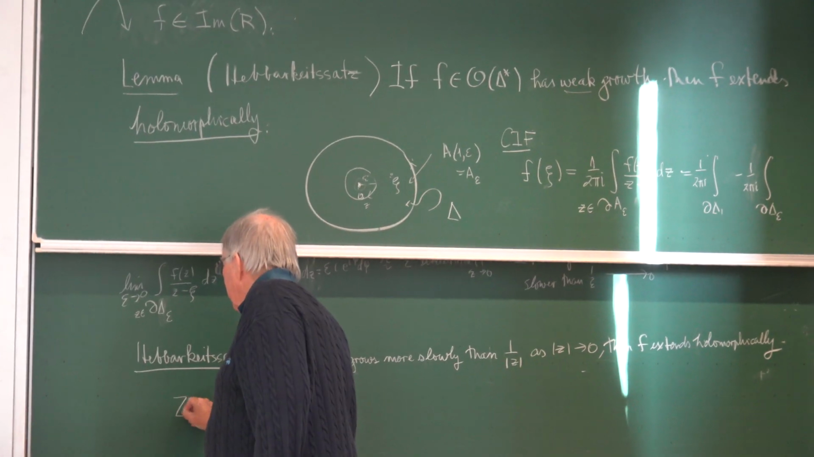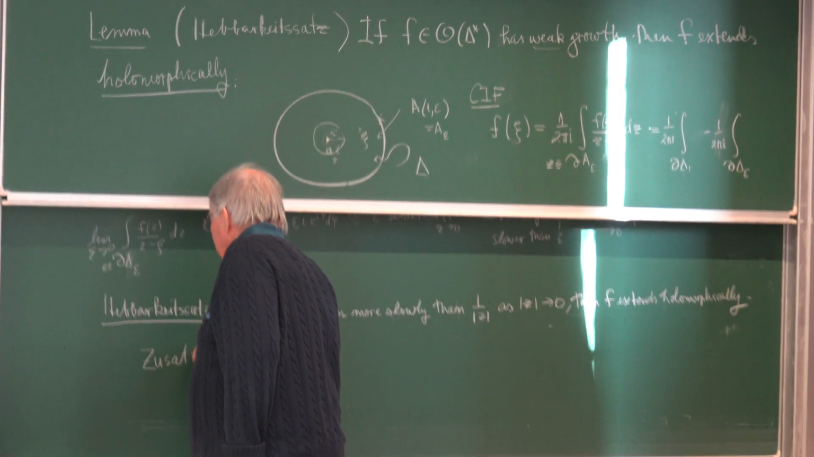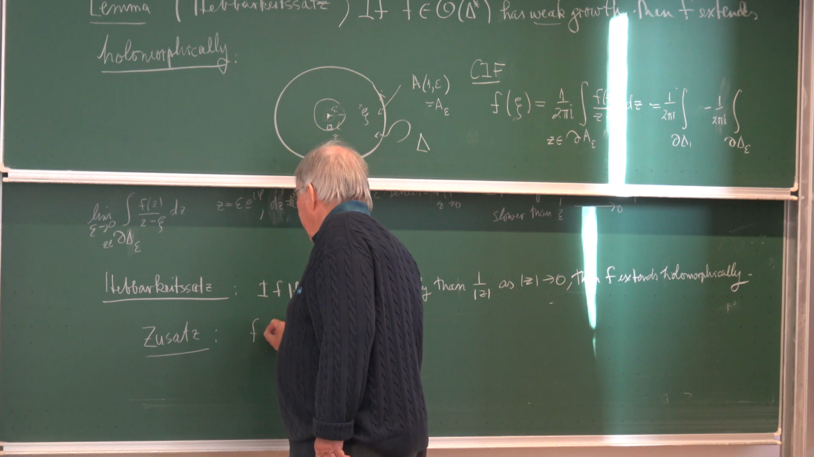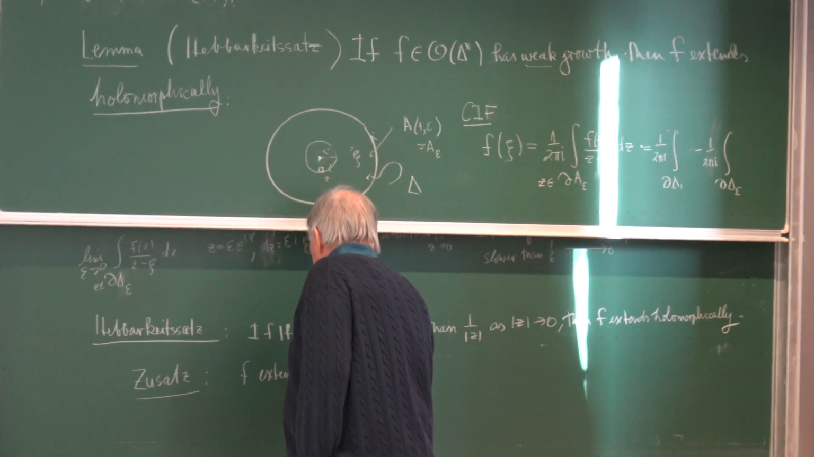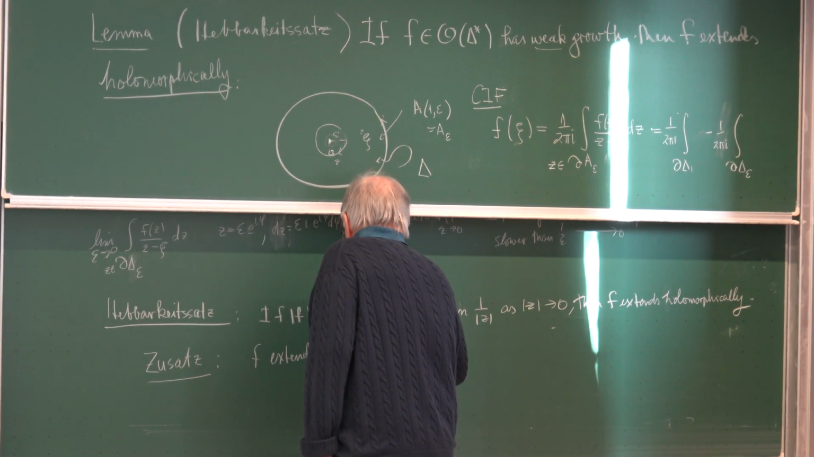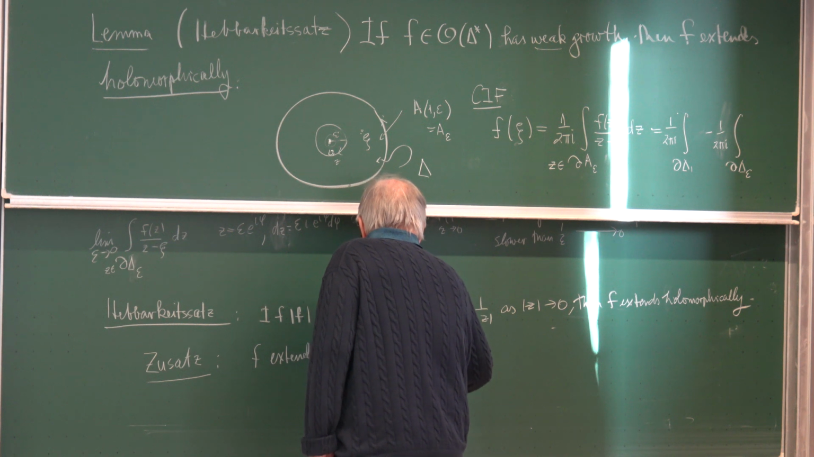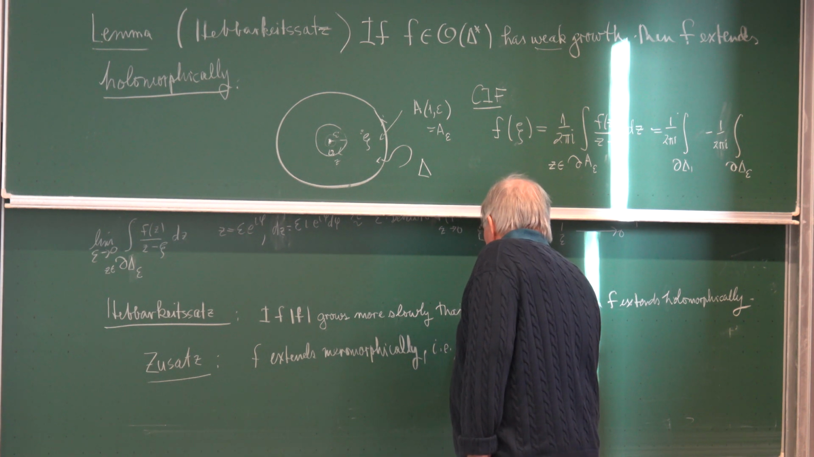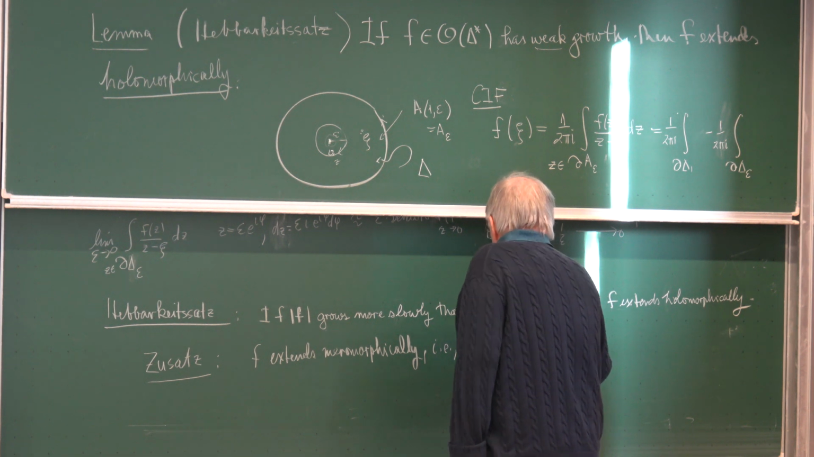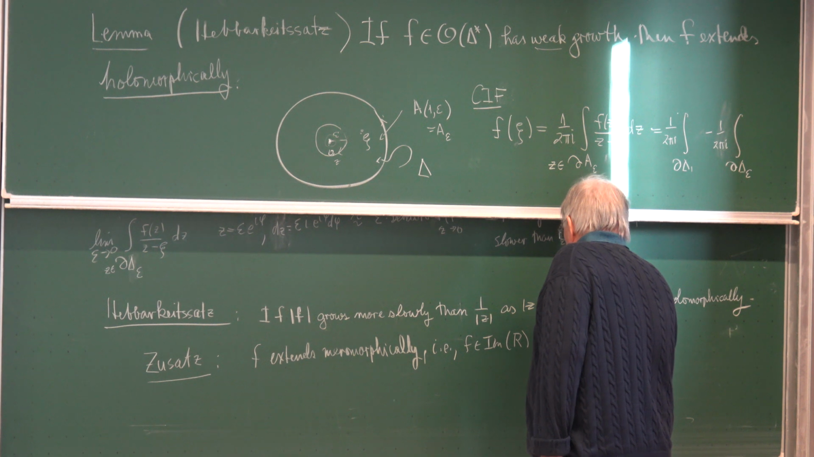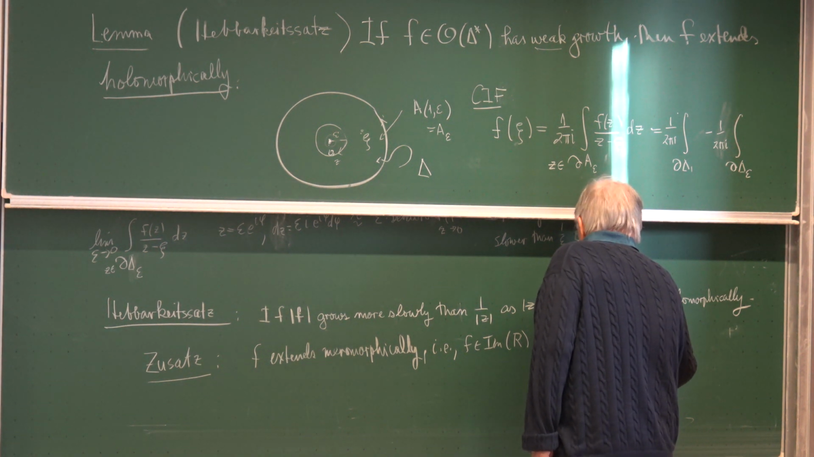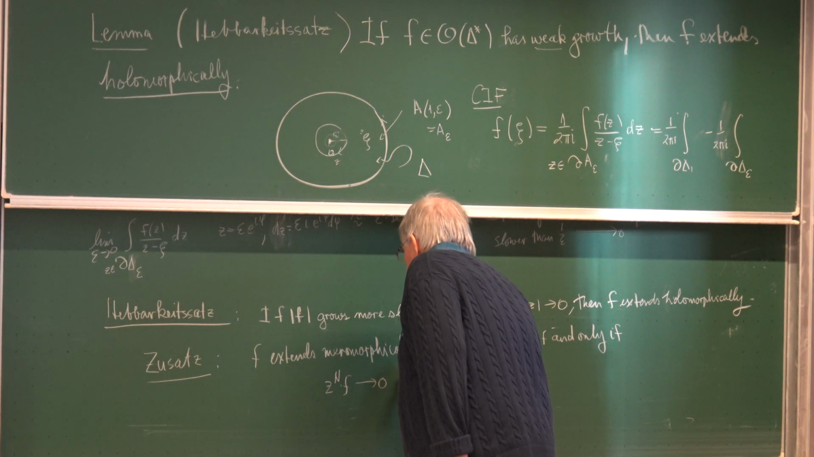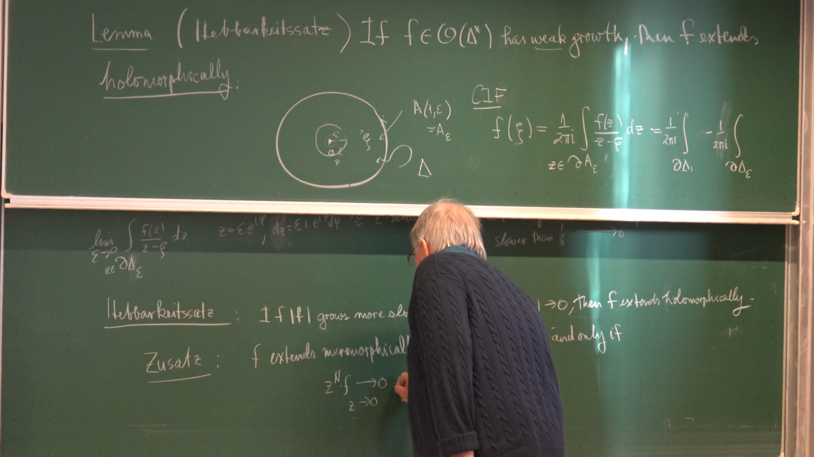Another thing you see in German that's very nice, I don't know how to say it in English, it's Zusatz. It means an additional remark here. F extends meromorphically. That was the original question. So F is in the image of the restriction mapping if and only if z to the n times F goes to 0, as z goes to 0, for some big n.